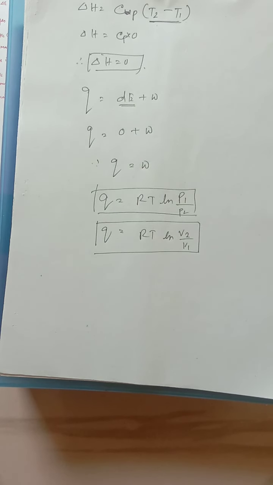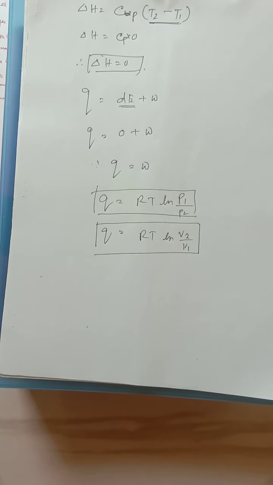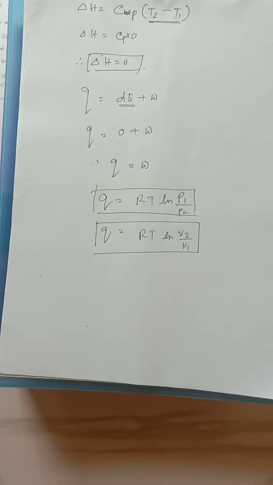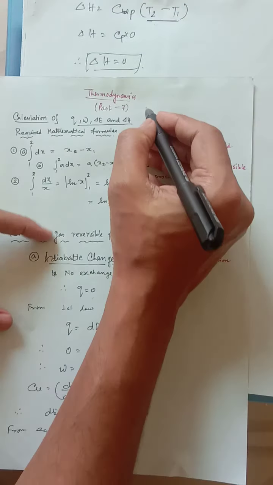So these are the calculations for the ideal gas reversible process, adiabatic change as well as isothermal change, that I have discussed. This is the first segment I have discussed. In the next segment we will discuss the remaining part. So it is the first segment.